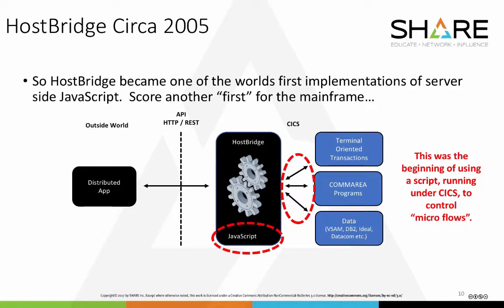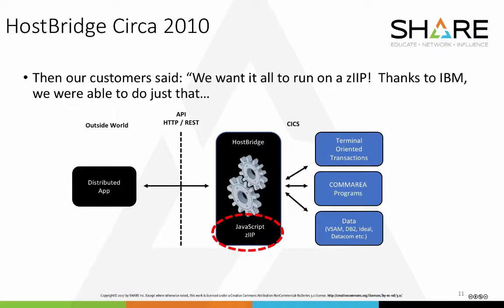Okay, so now we're out there, helping customers build these services, and this was 12 years ago. And this was really cool. In fact, we invented and coined the term microflows and microservices for CICS. But customers, being what they are, never quite satisfied. So as soon as IBM came out with the zIIP engine on Z, guess what everyone wanted? That's right, they wanted zIIP enablement.